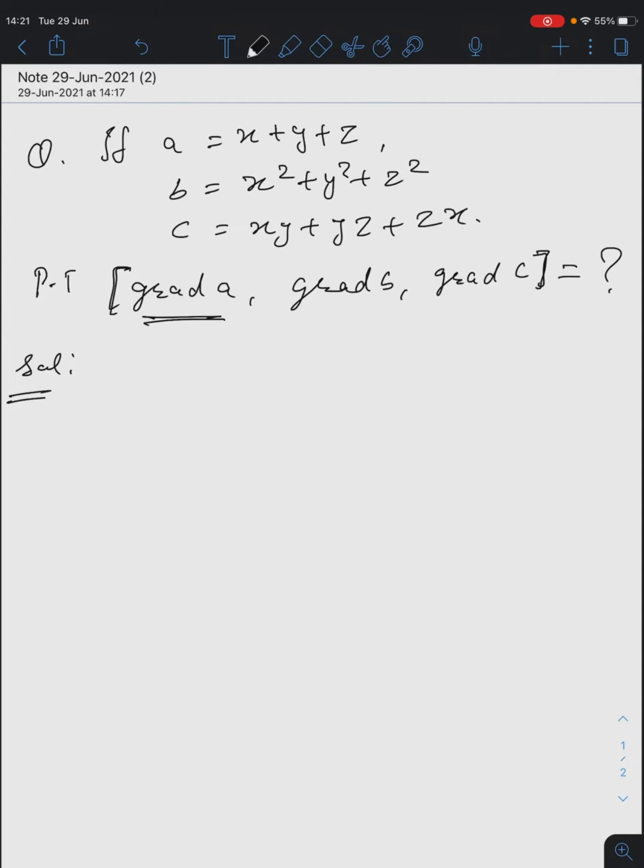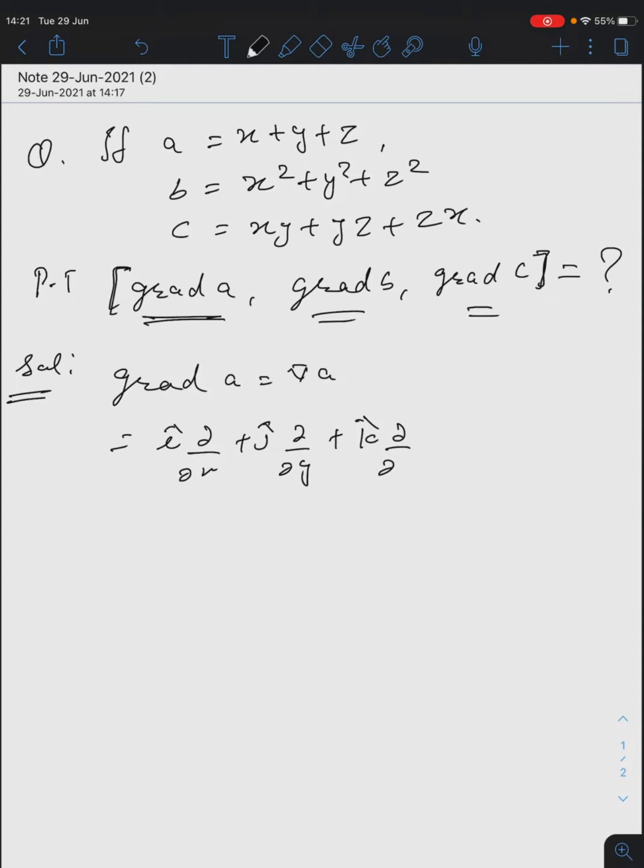See, you need gradient A, gradient B, gradient C. These are all vector functions only. A, B, C are scalar functions. Gradient of A, gradient of B, gradient of C you need to calculate. So first let us calculate that. Gradient of A means del A. What is del? I cap dou by dou x plus j cap dou by dou y plus k cap dou by dou z.